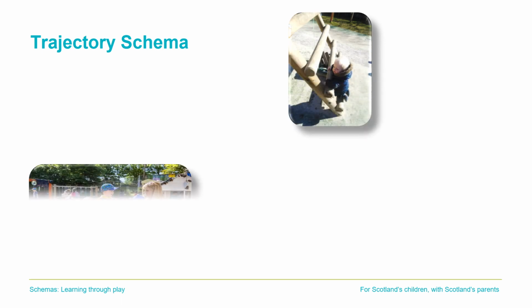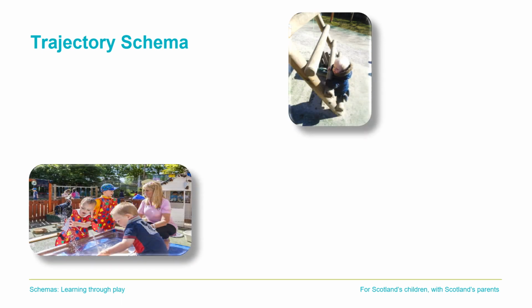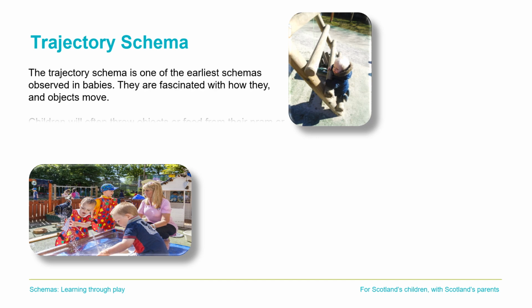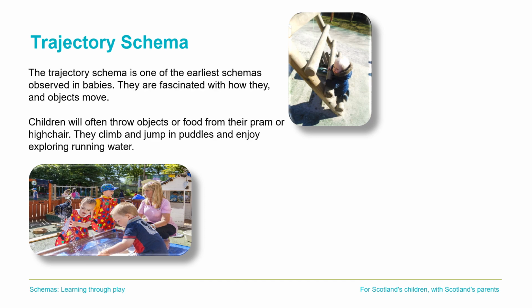Trajectory schema. The trajectory schema is one of the earliest schemas observed in babies. They are fascinated with how they and objects move. Children will often throw objects or food from their pram or high chair. They climb and jump in puddles and enjoy exploring running water.